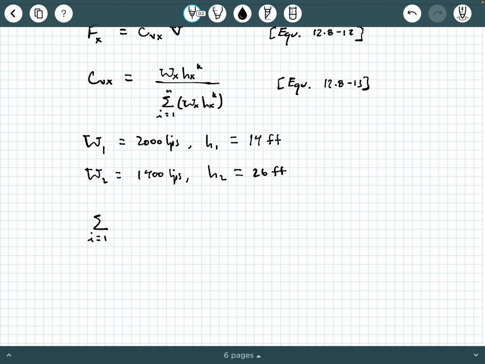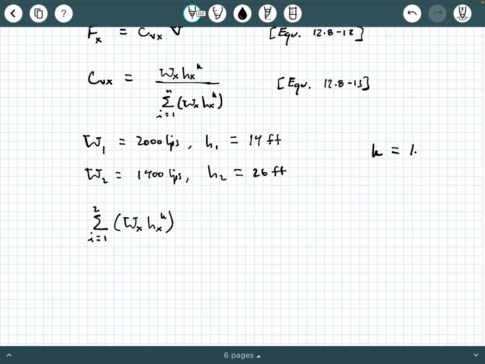So we're going to say i goes from 1 to 2, and that's W sub x times H sub x raised to the k. I almost forgot, what is k? K is an exponent that's related to the period of the structure, and that's also defined in the right column of page 125. And so it says for structures having a period of 0.5 seconds or less, k is 1.